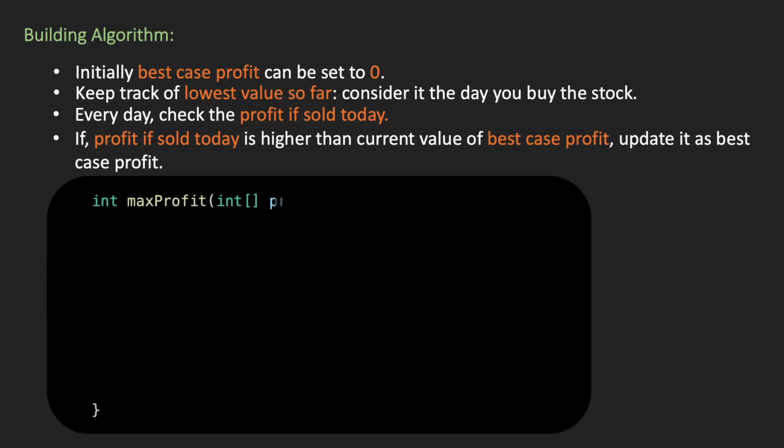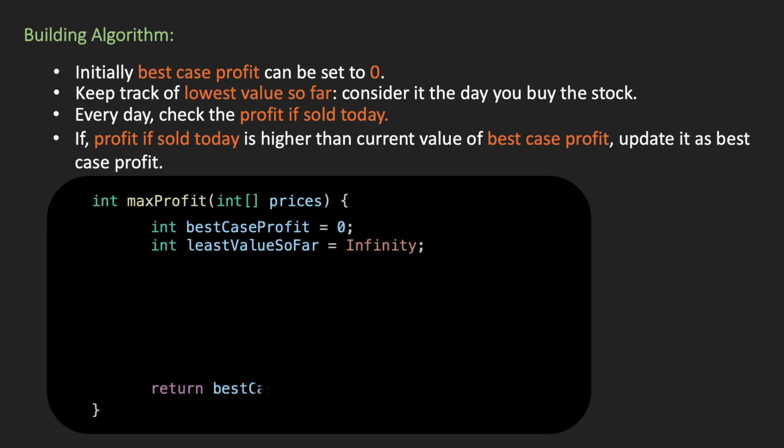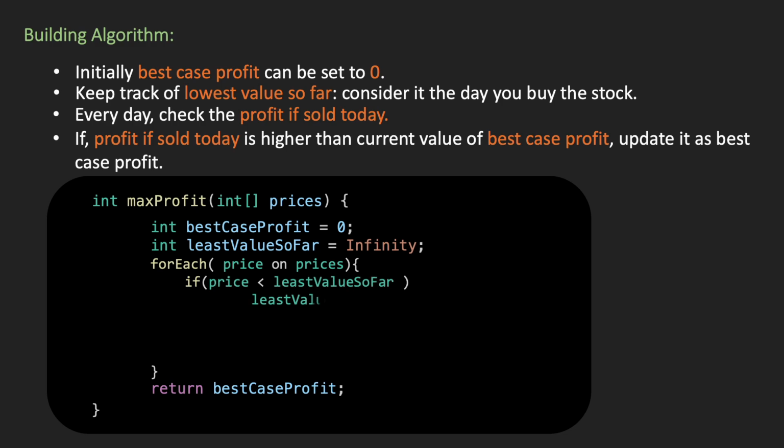So we know the input would be an integer array having prices, and we can start by defining some variables. We will define best case profit that will have maximum profit, and as discussed we will initialize this with 0. We will also define least value so far and initialize it with infinity so that we can update it to lower values as we find them. Next we iterate over the prices array, and in this, if current price is less than the least value so far, we'll update it with the current price.